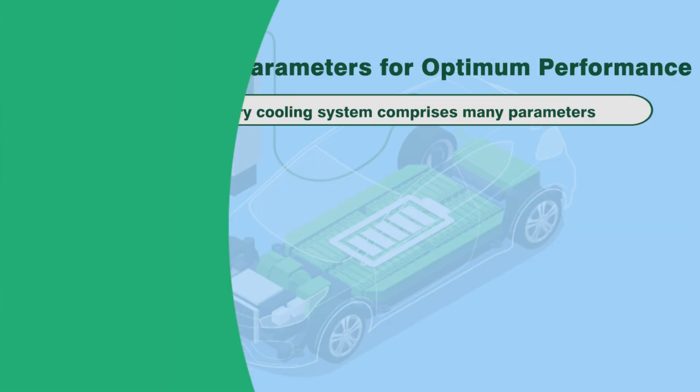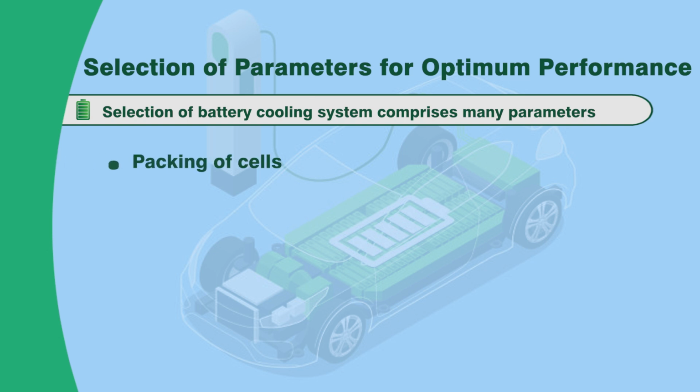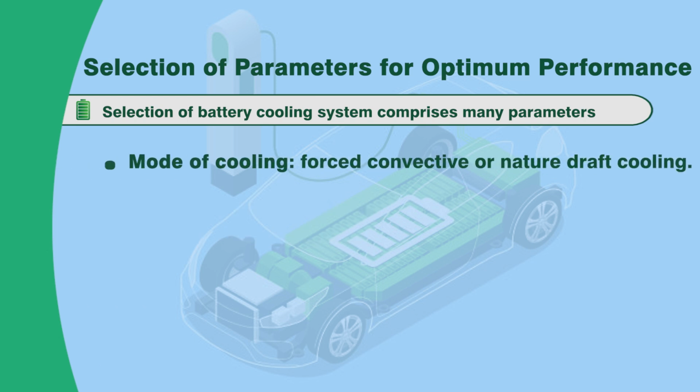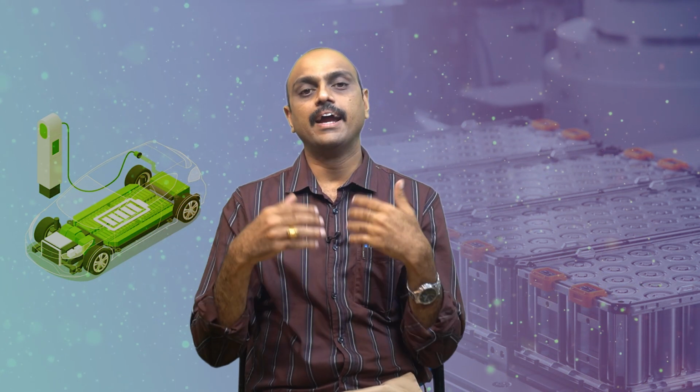And how the packaging of the cells is done is also to be taken care of. So, how the packaging of the cells is taken care of, whether it is through a thermal interface or through a cooling medium, and also the mode of cooling should be considered when you select a certain concept or method of cooling. So, whether it is forced convective or natural draft cooling, or whether it has a thermal interface fitted to the battery packs, all these things should also be taken care of.